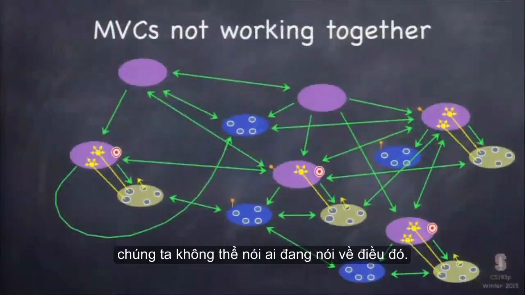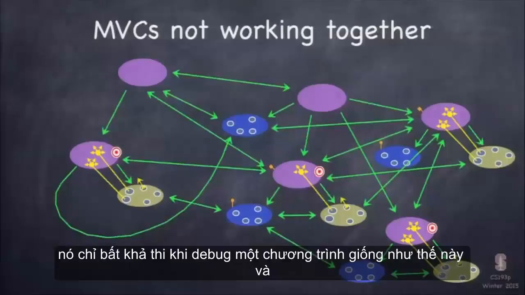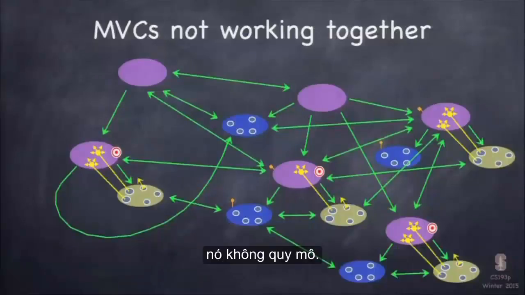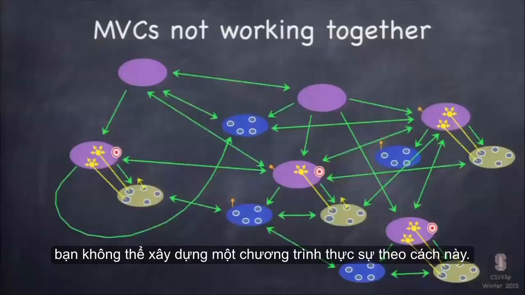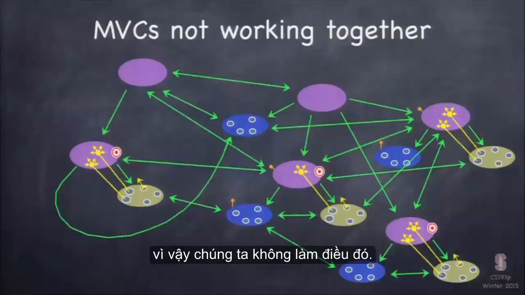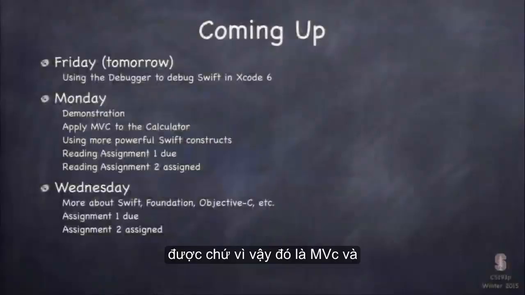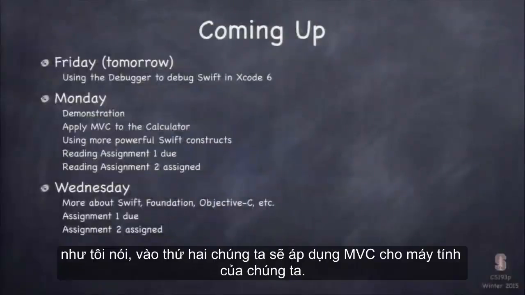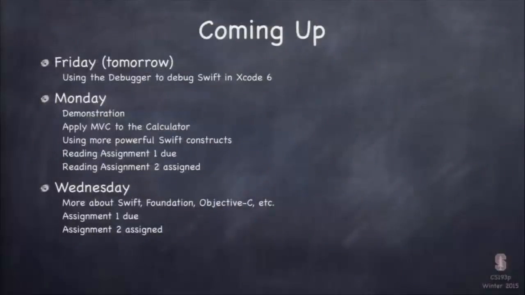So we definitely don't want to be having designs that look like this, where everybody's talking to everybody, and we can't tell who's talking to what. It's just impossible to debug a program like this, and it doesn't scale. You can't build really big programs this way. It becomes impossible to know how touching anything would break everything. So we're definitely not going to be doing that. All right, so that's MVC, and like I said, on Monday we'll apply MVC to our calculator.